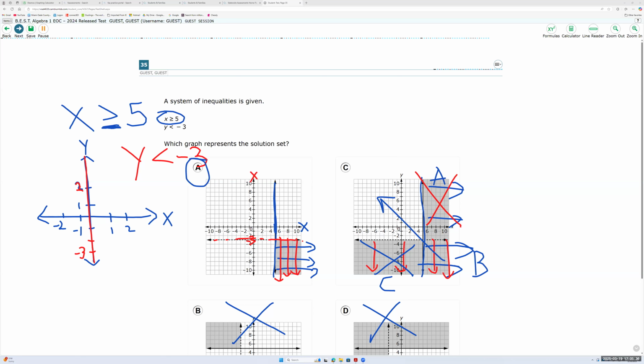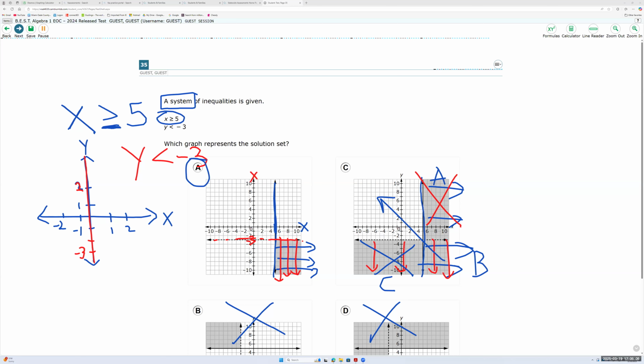So take a minute to look at that, but you shade according to what the numbers tell you. This means all the numbers that are greater than or equal to 5. So 5 is included, therefore a solid line. 6, 7, and 8 is shaded, but then Y has to be less than -3. So because it's a system of inequalities, we need to take into account where both of the shades meet, not either or. This is and.